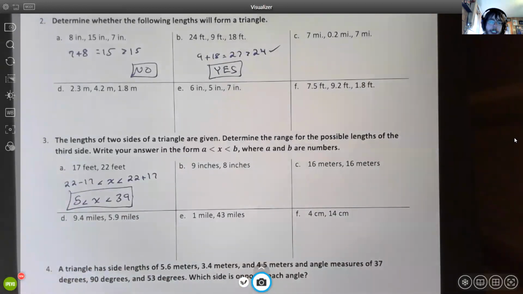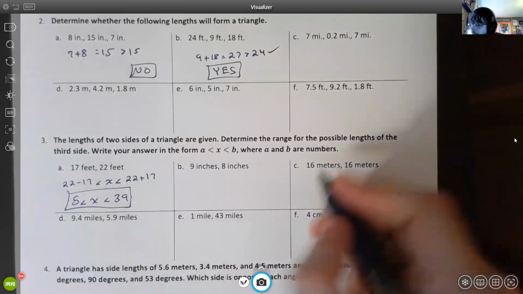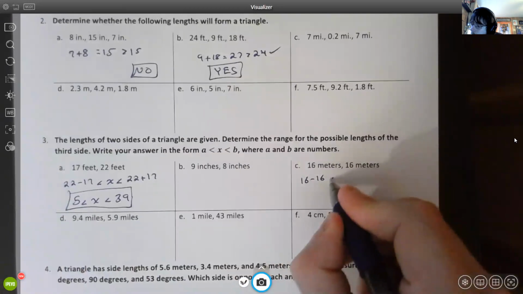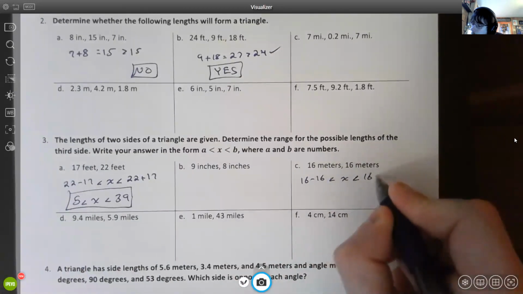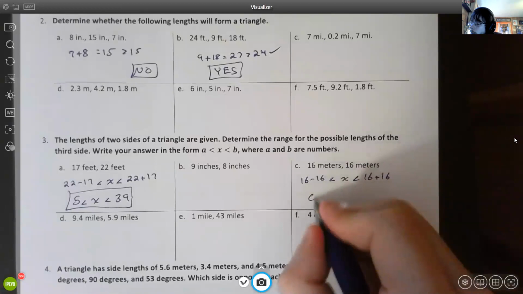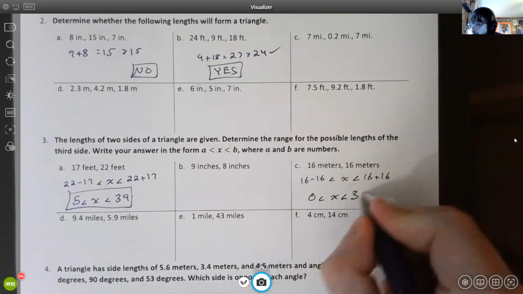And you would do that for any of these. So for example, C, 16 minus 16 is less than X, which is less than 16 plus 16. So 0 is less than X, which is less than 32.